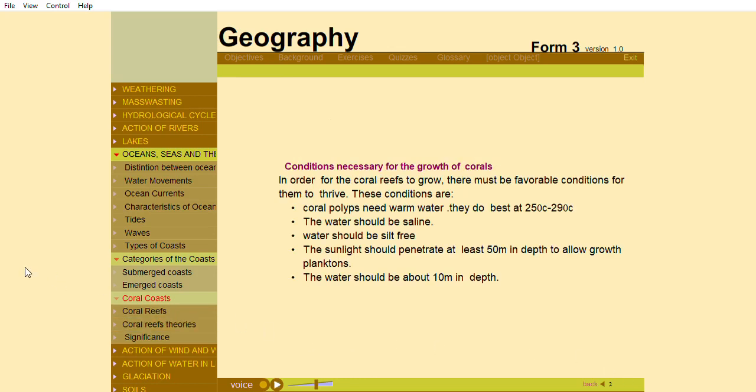Conditions necessary for the growth of corals. In order for the coral reefs to grow, there must be favorable conditions for them to thrive. These conditions are water that is uniformly warm, 20 to 25 degrees Celsius, salty water, clear, clean water free of sediments, water that is well supplied with oxygen, and a shallow depth where the sunlight can easily penetrate to stimulate the growth of planktons.